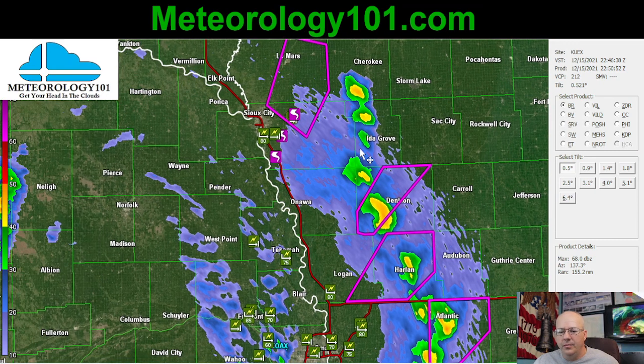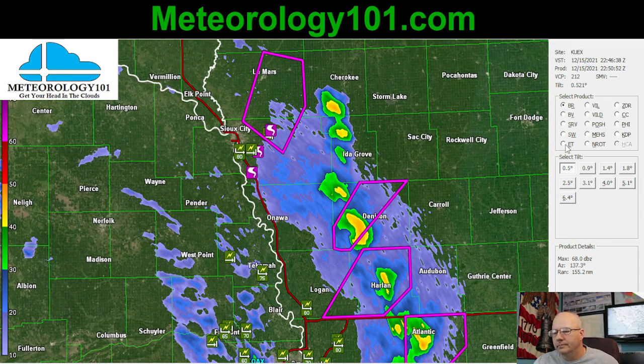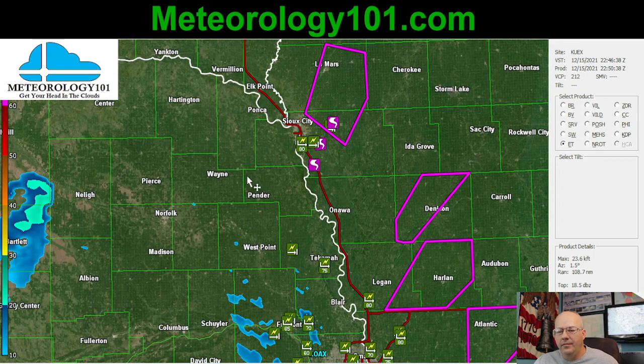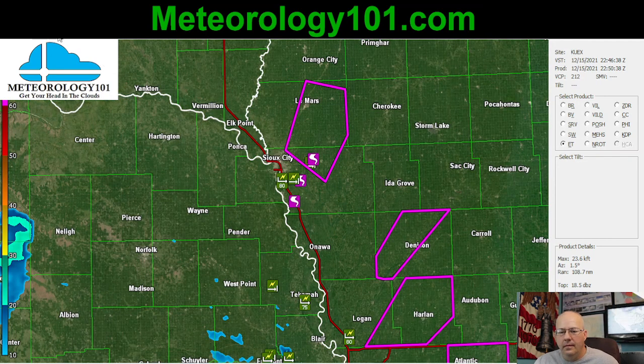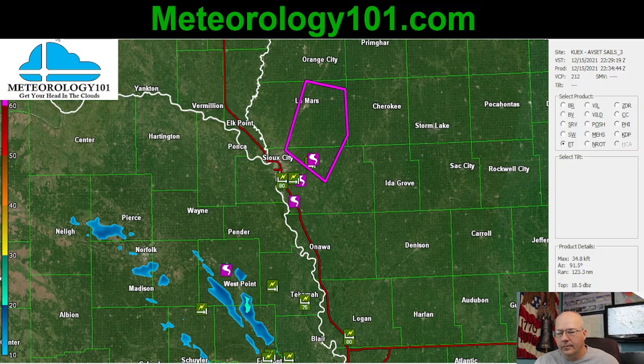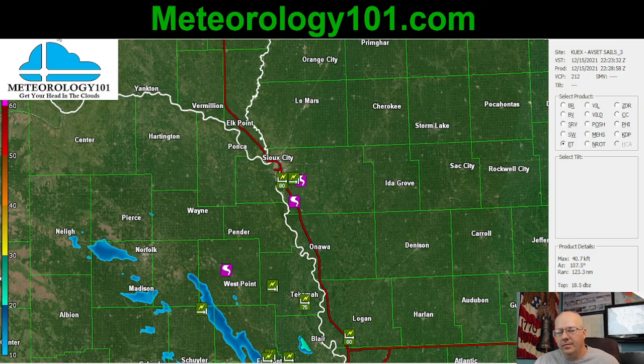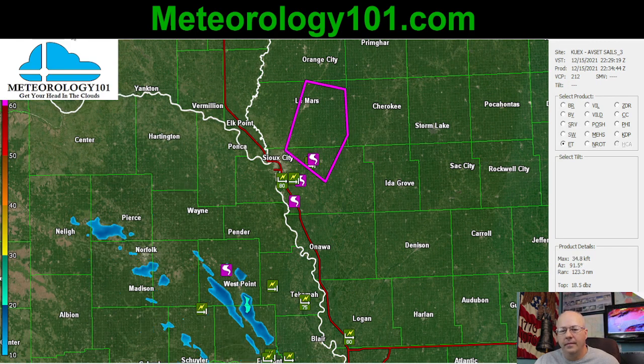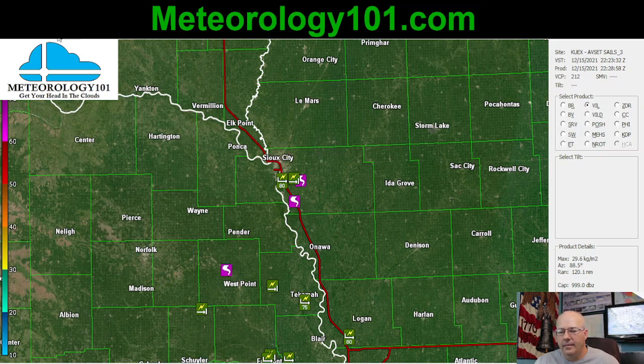Let's go up to echo tops here. Let's see what we had for these tornadoes that were spotted. So you can see there's one at 17,000 feet. We really didn't even show a lot of echo tops in that tornado area. Let's go vertical integrated liquid. What do we have? Pretty much nothing there either.